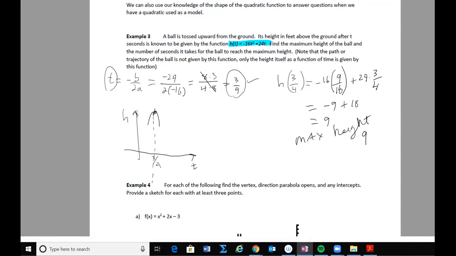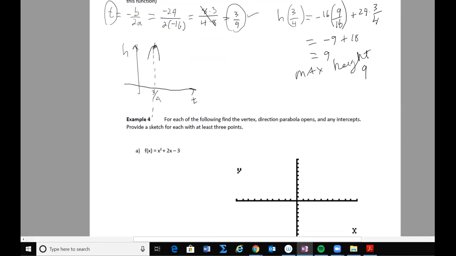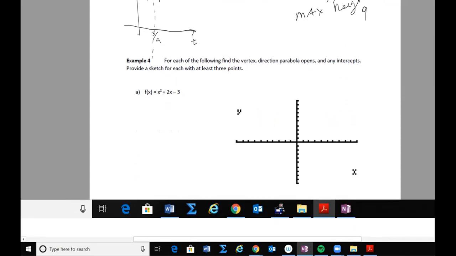Let's try the next one now. I think there's one more problem here, maybe one or two. Let's find the vertex, the direction it opens, and any intercepts. Provide a sketch with at least 3 points. Okay, so let's go at this one.